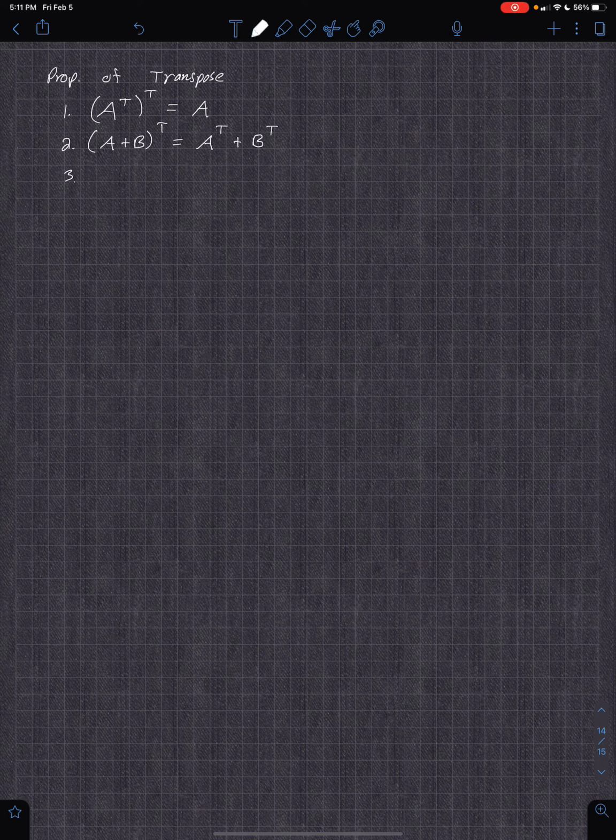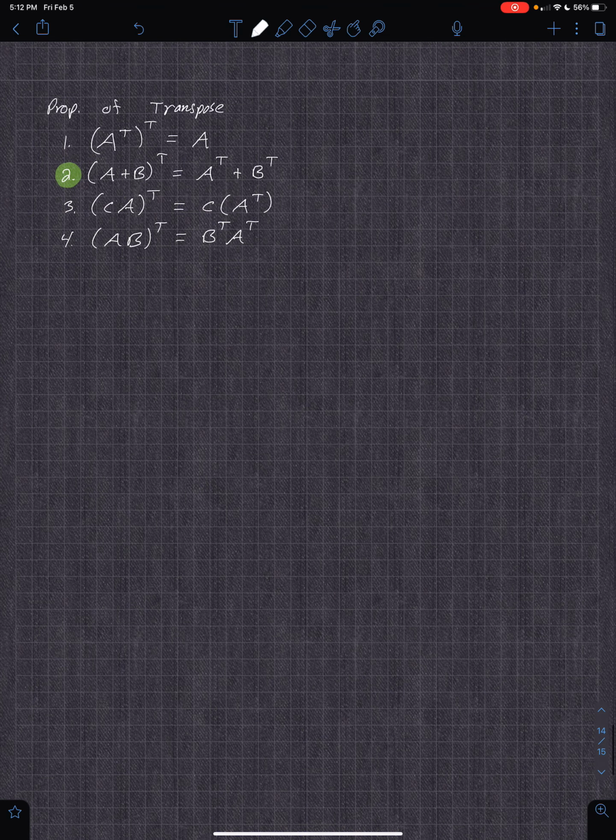3. You have C times A transpose. You can still factor out the C, so it's C times A transpose. And then 4. This one's not as obvious either. AB transpose, so the product transpose. You have to actually commute them: B transpose, A transpose. I'll show you 2 and 4. We'll do 2 first and then 4. So let's look at the proofs of these.